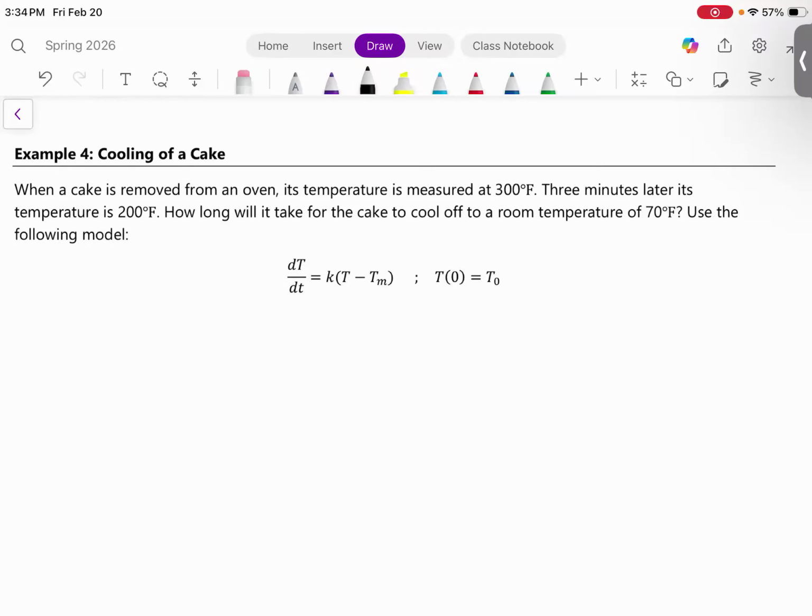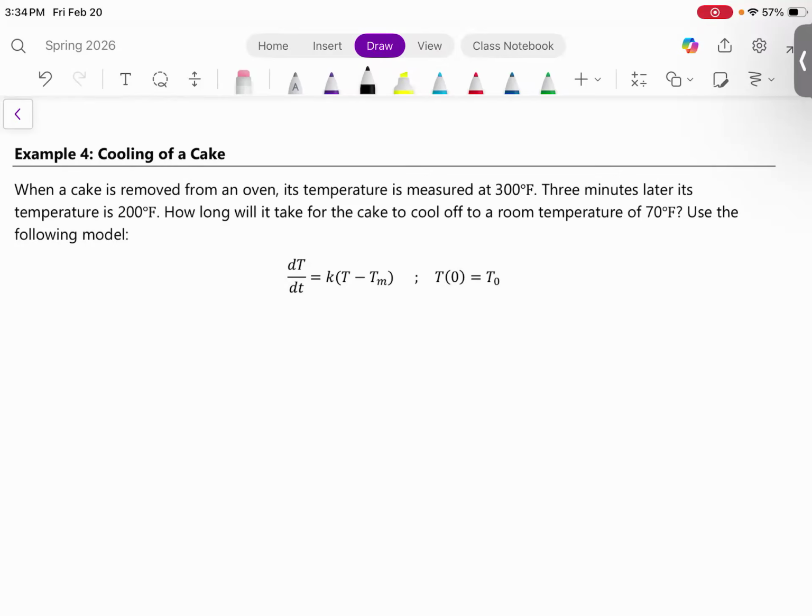Hi everybody, welcome back to the section 3.1 video. In this section, we're going to take a look at a Newton's law of cooling example and use it to figure out how long it will take for a cake to become room temperature. Okay, so let's go ahead and see what the question's asking.